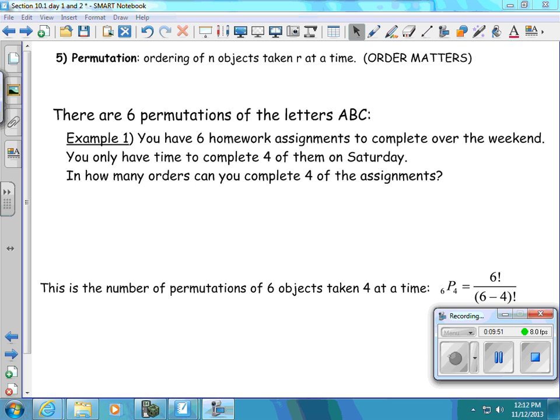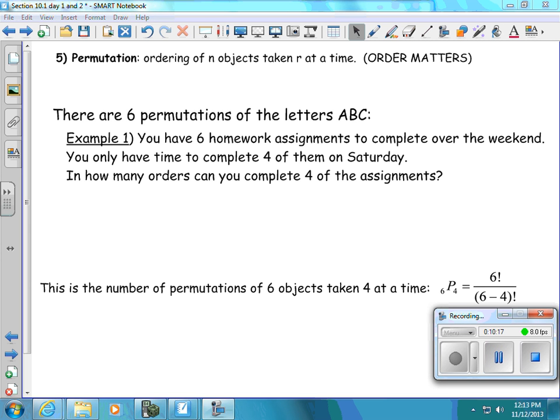Permutations. A permutation is going to differ from combinations. We saw that probably in our word wall words, permutation and combination. Maybe discuss that a little bit when we have presentations in class. Permutation, once again, is ordering of n objects taken r at a time. If you're talking about a permutation, you're talking about a situation where it matters what order things are placed in.